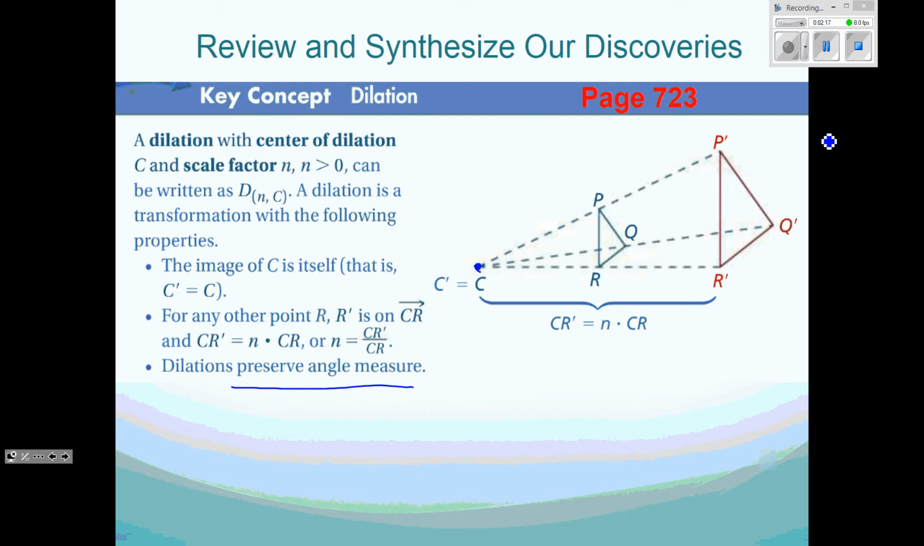So in this class, you'll be asked to perform dilations on geometric figures. If what you start with and what you end with is not the same shape, then you've done something wrong. We need to be starting and ending with the same shape.